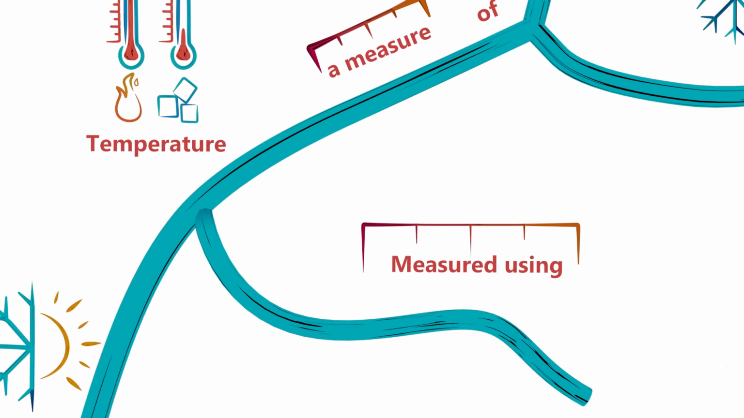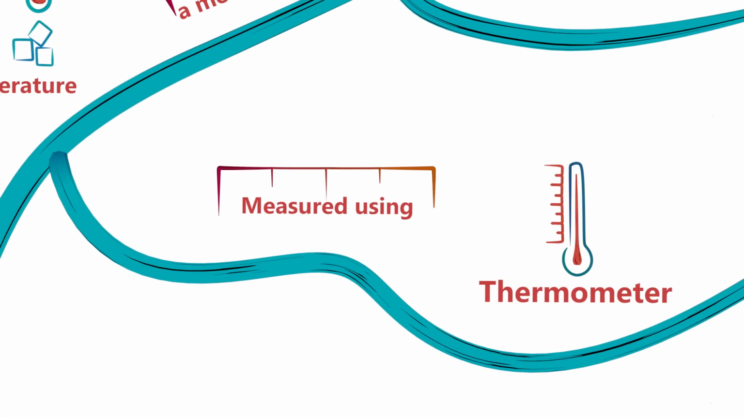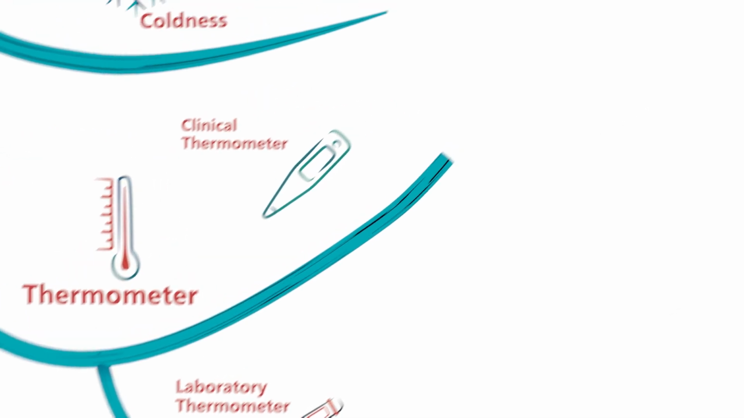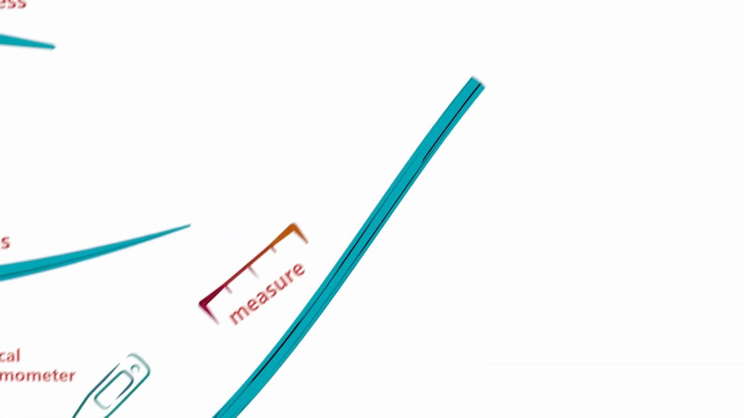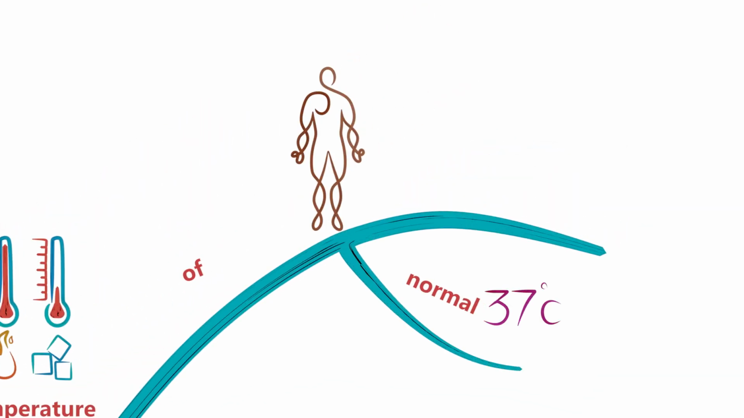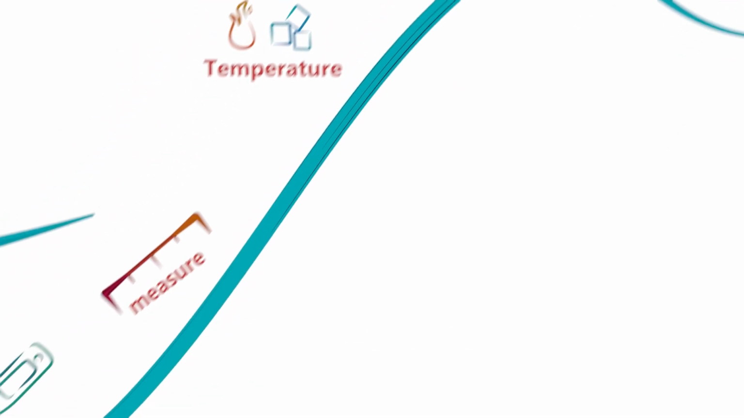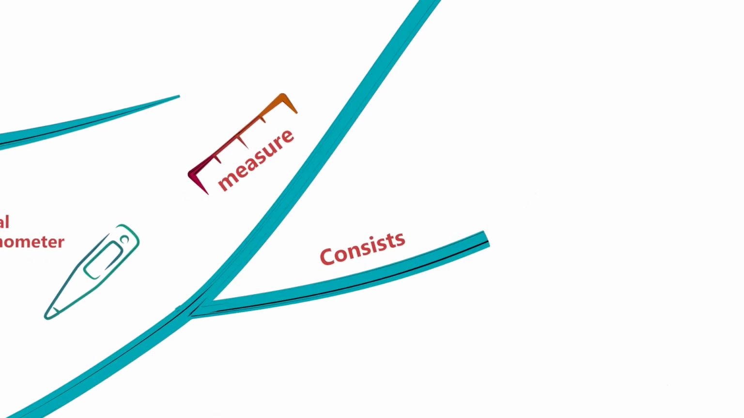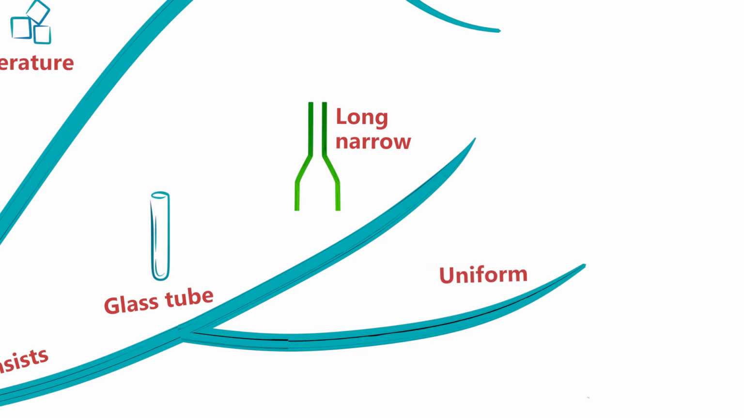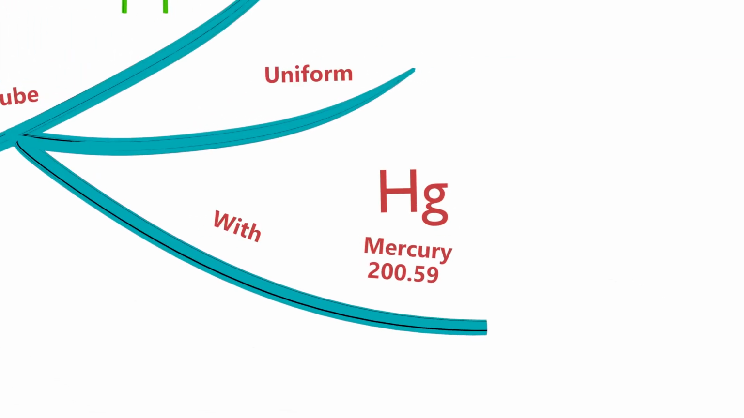We can measure temperature by using a thermometer, which is of two types, clinical and laboratory thermometer. Clinical thermometer is used to measure the temperature of the human body, which is normally 37 degrees Celsius, and it consists of a glass tube that is long and narrow, which is uniform, and with mercury at one end.